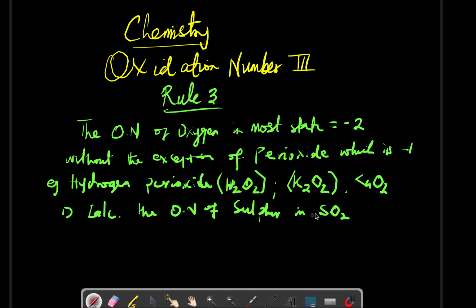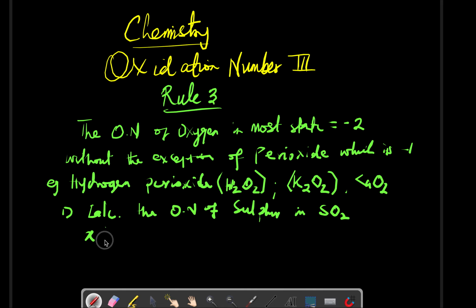Remember I told you that the oxidation number of oxygen in most states is -2. And anytime we want to calculate the oxidation number of anything, the element we are finding, you make it your x. So in this case, our sulfur is x. If for example it is oxygen we are finding, we make the oxygen x, but now it is sulfur, so we make sulfur x, because we are defining the oxidation state of sulfur in this compound.